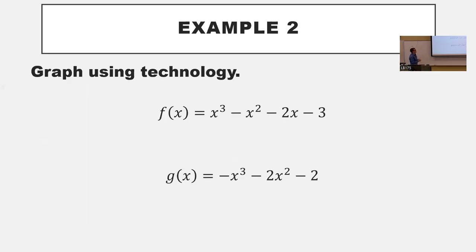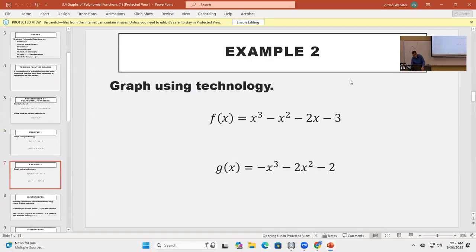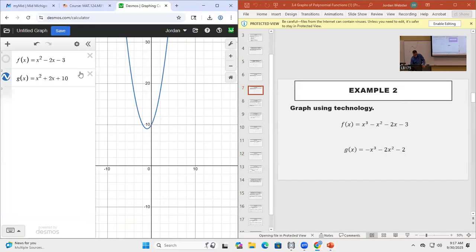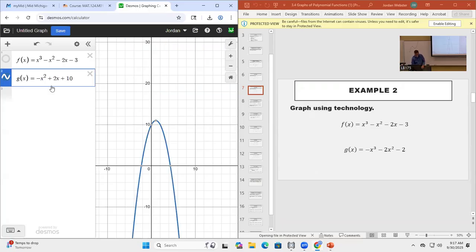Let's take a look at these two as well. x to the third minus x squared minus 2x minus 3, and negative x to the third minus 2x squared minus 2. Again, I'll graph this. Here's the nice thing about this. I use very similar concepts. So I didn't have to change much.